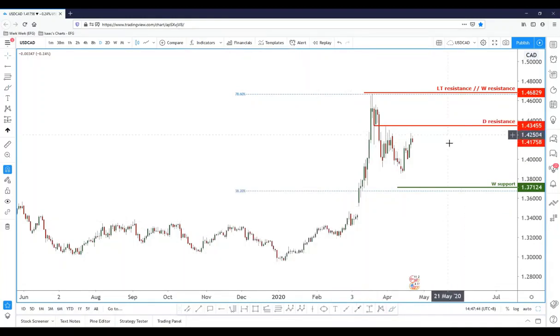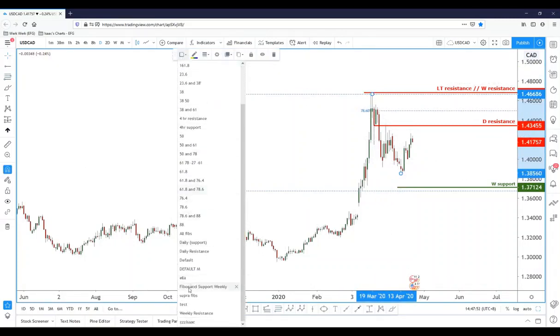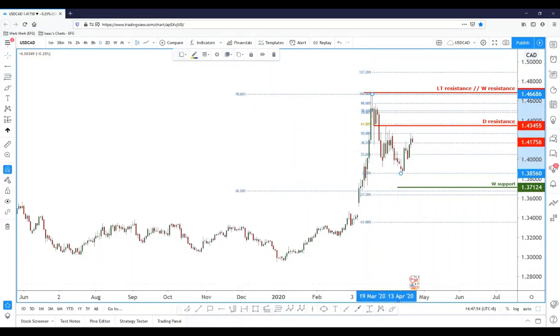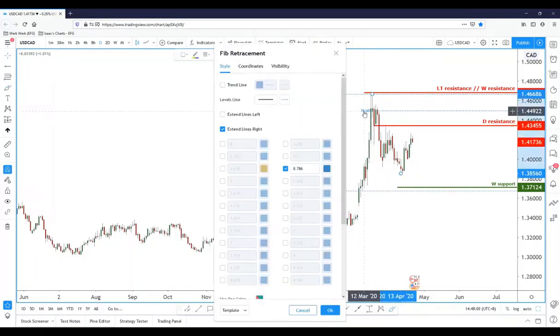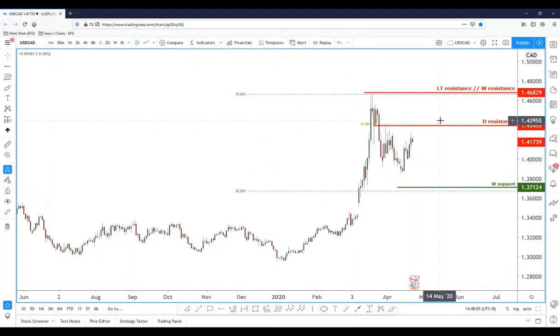So now that we have this, let me confirm by using a Fibonacci retracement from the swing high to the swing low, and then opening up all Fibonacci ratios. And we see that it falls nicely right on the 61.8, which is a key Fibonacci retracement level. So let's just select the 61.8, and we have the daily resistance.